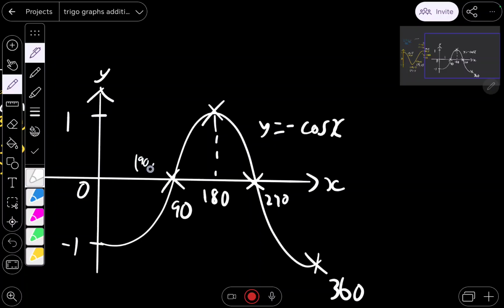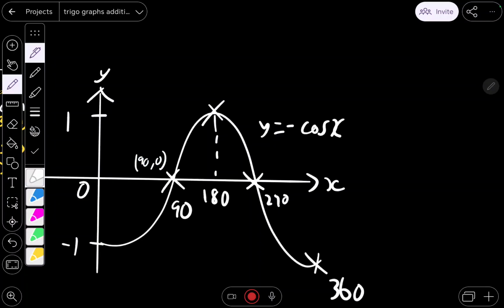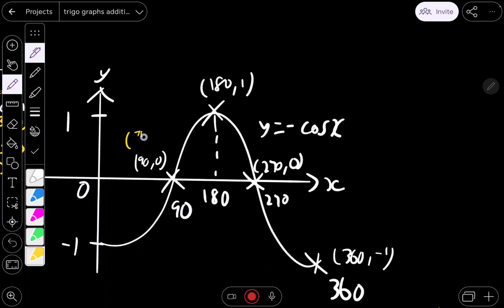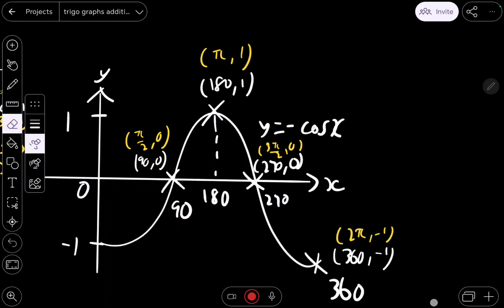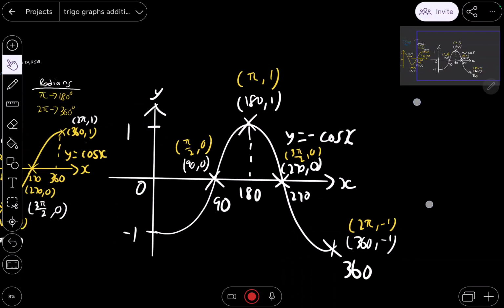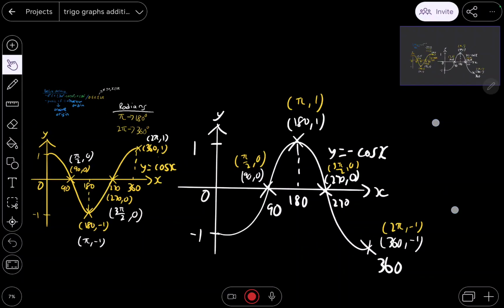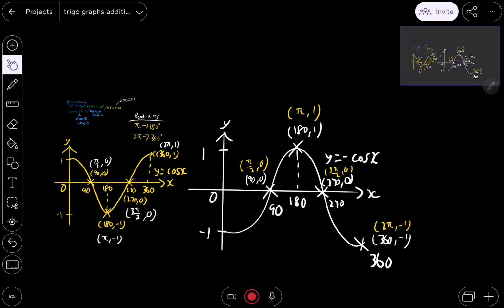Alright, so this is 90, 0. This is 180, 1, 270, 0, and 360, -1. And in radians, it'll be pi over 2, 0, pi, 1, 3 pi over 2, 0, and of course 2 pi, -1. Alright, so that's in radians and that is in degrees for both cosine x and negative cosine x graphs.